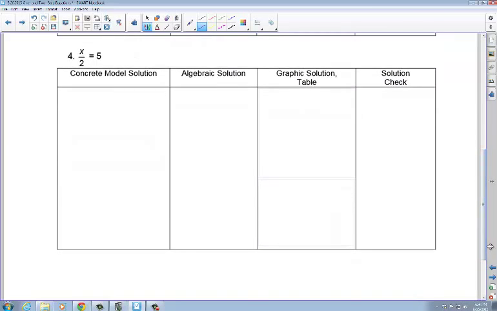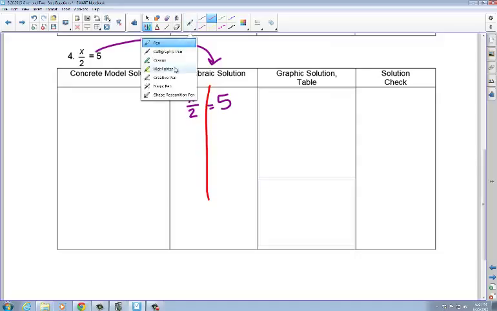Number 4. We have x divided by 2 is equal to 5. We're going to copy that into the algebraic solution. X divided by 2 is equal to 5. And now we're going to solve for x. We need to isolate the variable. I'm going to highlight the variable so that it reminds me that I need to leave that variable alone. I need to get rid of all other values except for that variable.